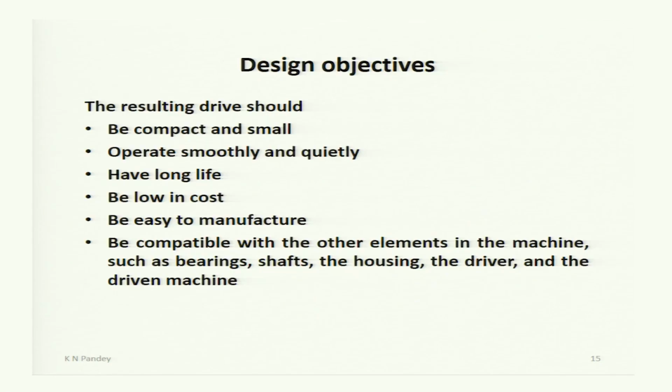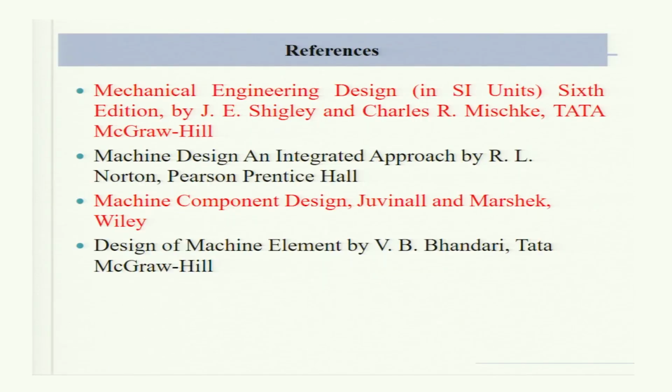Design objectives for the spur gear. The resulting drive should be compact and small, operate smoothly and quietly, have long life, be low in cost, be easy to manufacture, be compatible with the other elements in the machine such as bearings, shafts, the housing, the driver and the driven machine. Following are the references which were used in the spur gear and design of spur gear. So with this we have completed the spur gears and design of spur gear.